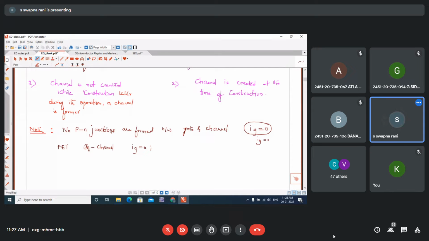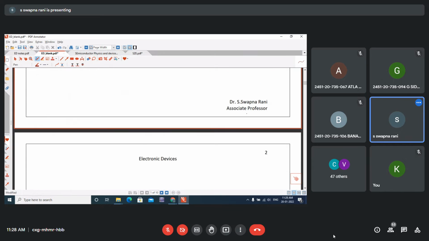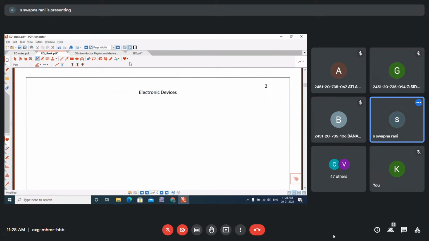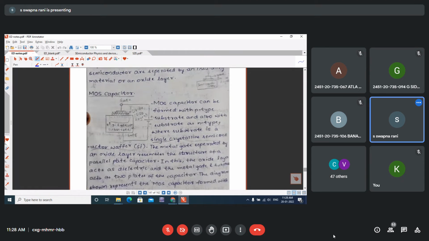ఐసోలేట్ చేసుకుంటాం గేట్ని, ఛానల్ని ఒక డైఎలక్ట్రిక్ మెటీరియల్ ఇన్సులేటర్తో ఐసోలేట్ చేస్తాం కాబట్టి అసలు గేట్లో కరెంట్ ఉండదు. That is another difference between JFET and MOSFET. So because of this, the input impedance is very, very high. So now we will see the construction of MOSFET.